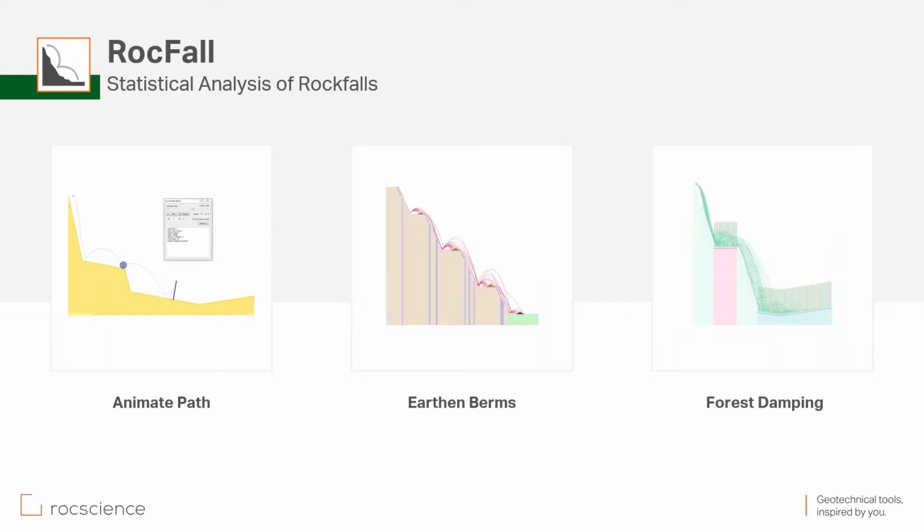RocFall is for statistical analysis of rockfalls. If a piece of rock separates from a slope at the top, the path that the piece of rock is going to take to come down the slope, you can analyze it and animate it. You can do statistical analysis on it, and you have many options to design your berms and fences, and also include many damping options, like forest damping, in the simulation.